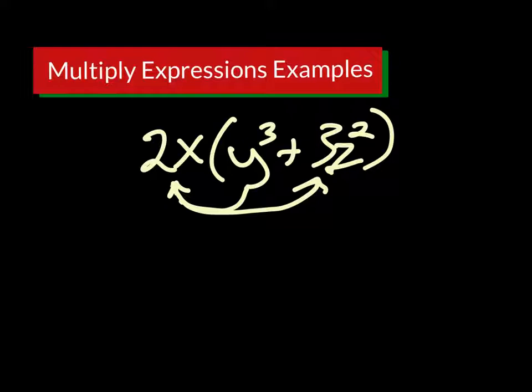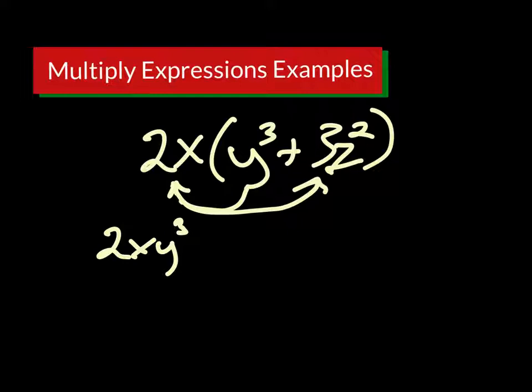So 2x times y cubed is going to be 2x y cubed because there are no coefficients to multiply, because the coefficient of y cubed is just 1. And we can't combine exponents because they don't have the same base.